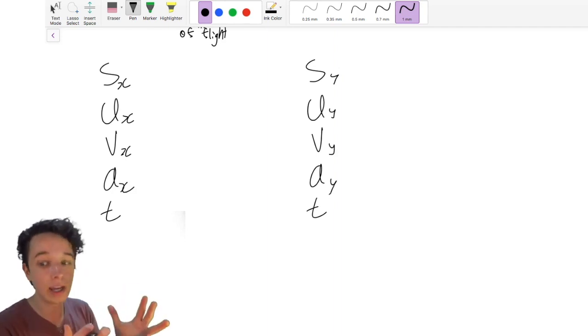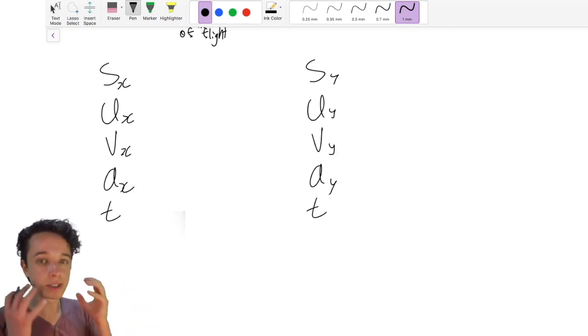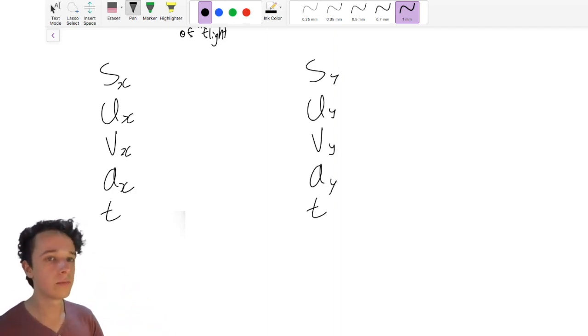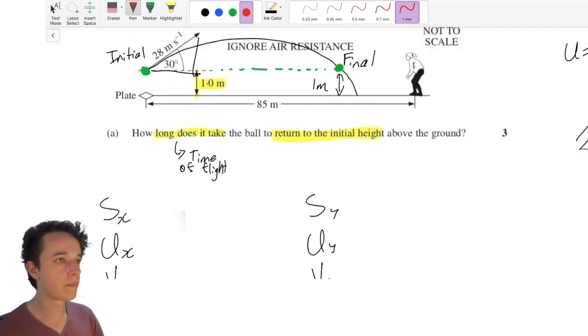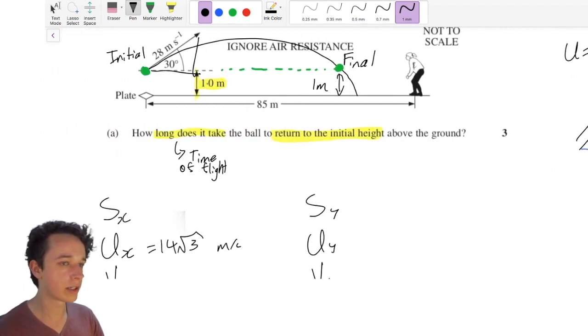And we just put in anything that we know into this table so it can be staring at us in the face. So do we know anything about the x displacement of this projectile's motion? Do we know anything about this displacement here? No, we don't. We don't have a value for that. Do we know anything about ux? Yes, we do, because we just found it. It's 14 root 3. So ux is 14 root 3 meters per second.